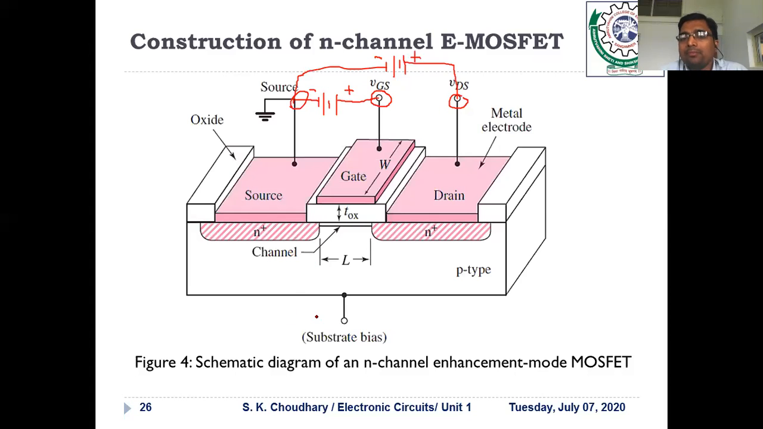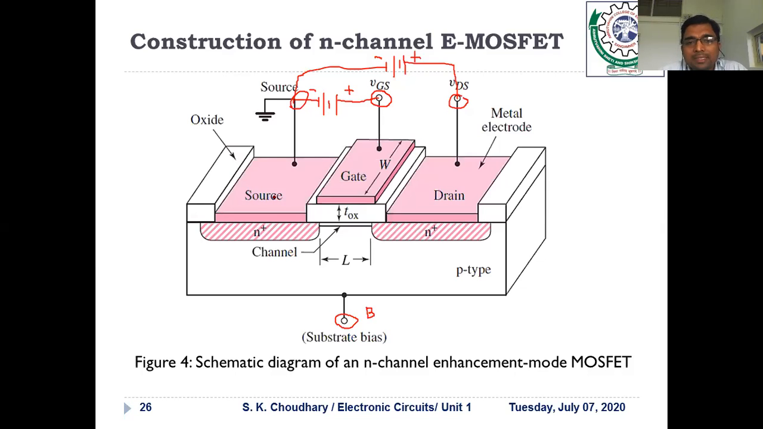Now, one more terminal that we have not seen yet is the body, also called the substrate terminal, indicated by the capital B. This would also be connected to the most negative supply, or it may be shorted with the source, meaning the source and body would be grounded. So these are the terminals that are basically used for MOSFET operation.